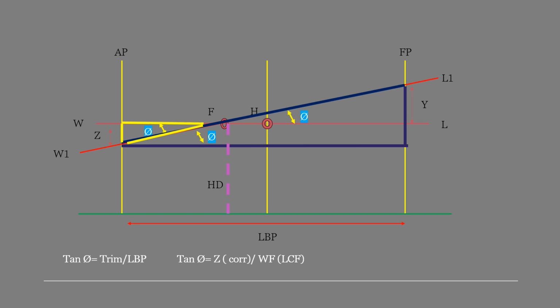And if you now equate these two, because tan theta is same, and if you equate trim by LBP equal to correction by LCF, what do we get? So we get Z, which is the correction, is equal to LCF into trim divided by LBP. And this is exactly what I told in one or two slides before. But here now I've explained to you how exactly you've got this. So correction equal to LCF into trim by LBP.